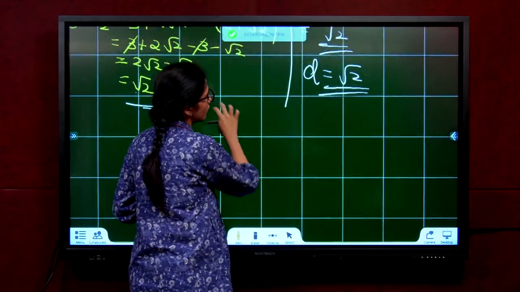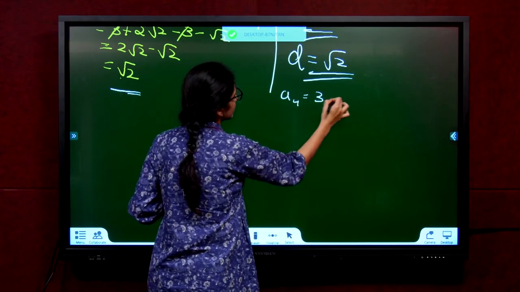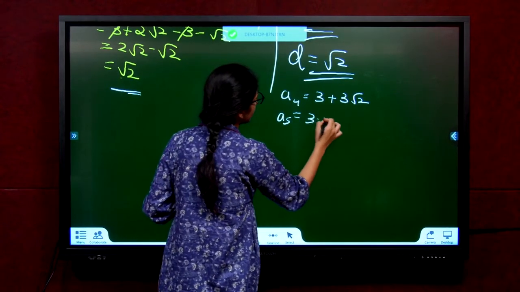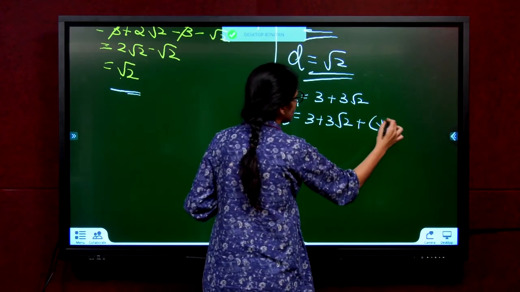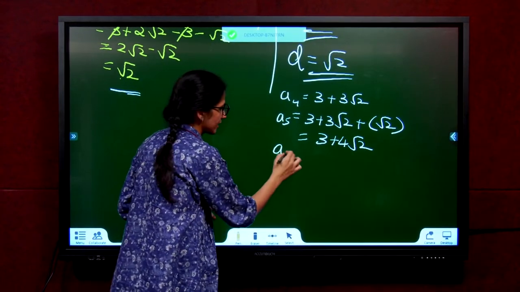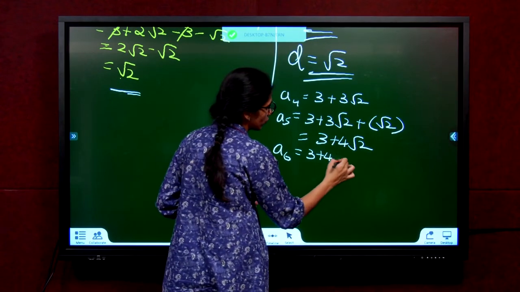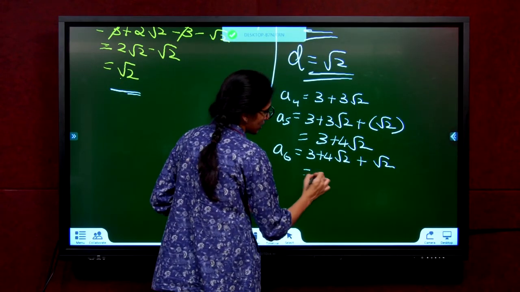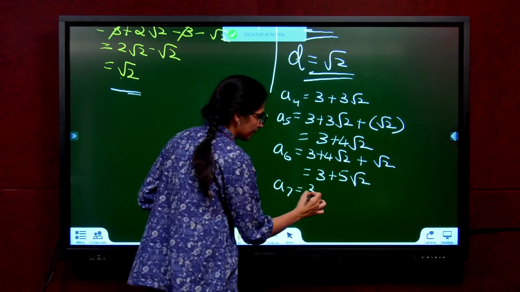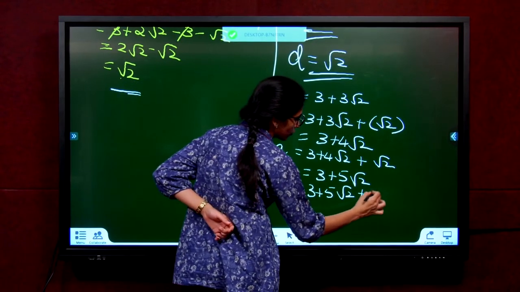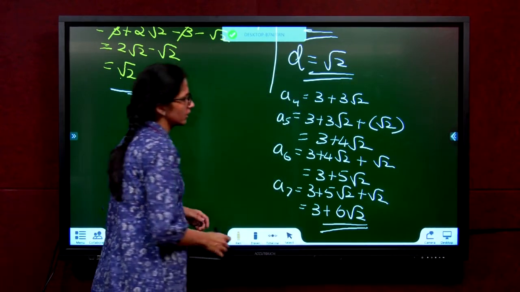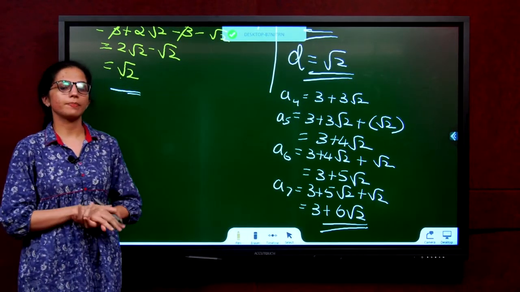So, you have A4 as 3 plus 3 root 2. Add and go. A5 will be 3 plus 3 root 2 plus root 2, 3 plus 4 root 2. A6, 3 plus 4 root 2 plus root 2, 3 plus 5 root 2. A7, 3 plus 5 root 2 plus root 2, 3 plus 6 root 2. These are the next three terms of the AP.